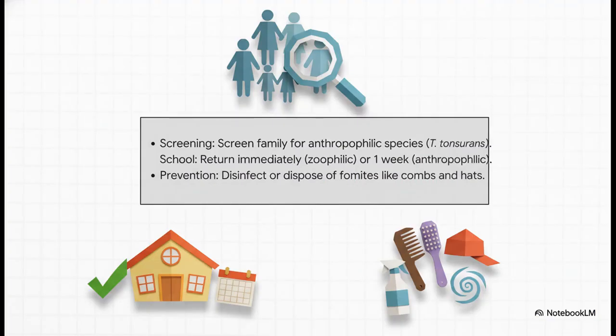Finally, let's nail down 3 public health takeaways that are super important. First, screening. If you identify an anthropophilic species, like T. tonsurans, you need to screen family members and close contacts. Asymptomatic carriers are really common. Second, school. For a zoophilic infection, one from an animal, a child can go back to school right away once they're on therapy. But for an anthropophilic one, from another person, they need to wait 1 week. And third, prevention. You've got to deal with fomites. Combs, brushes, hats, all that stuff needs to be disinfected or just thrown away to stop the spread.